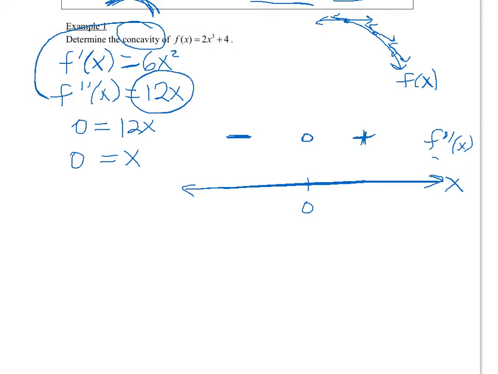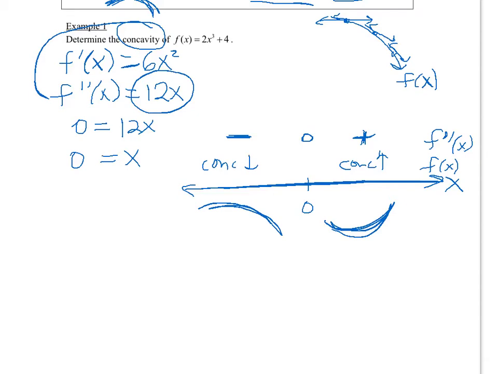Okay, what does that tell you about your function itself? That tells you that it's concave down and then it's concave up. And if you want to think about a picture of what that would look like, it would look something like this, and then it would look something like this.